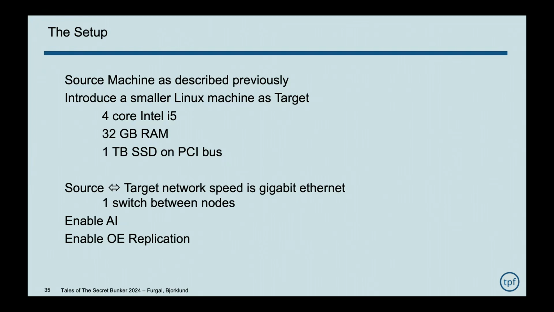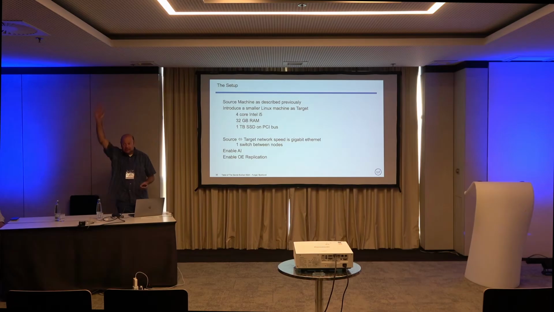So we introduced another machine as an OE replication target. Because last year when you did this, it was just bare, no after imaging, no OE replication. That's not how anybody runs a production system. Because everybody's here running after imaging, right? How many are running OE replication? A handful. Okay.